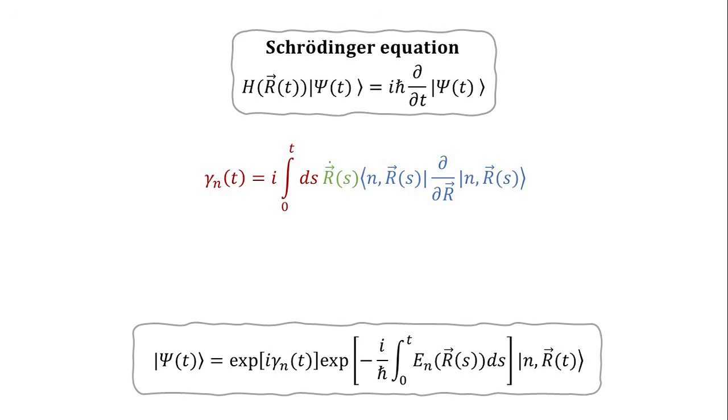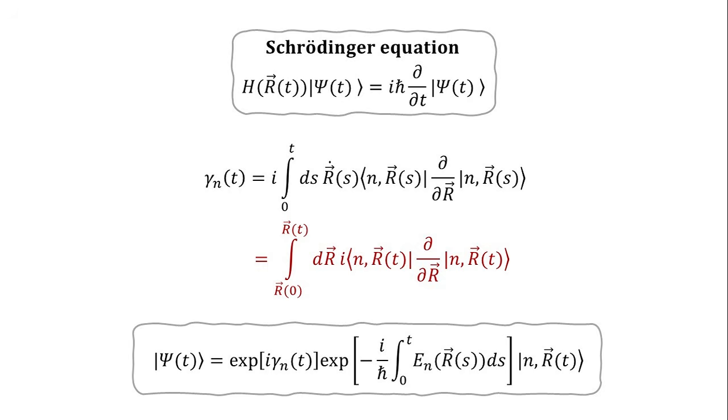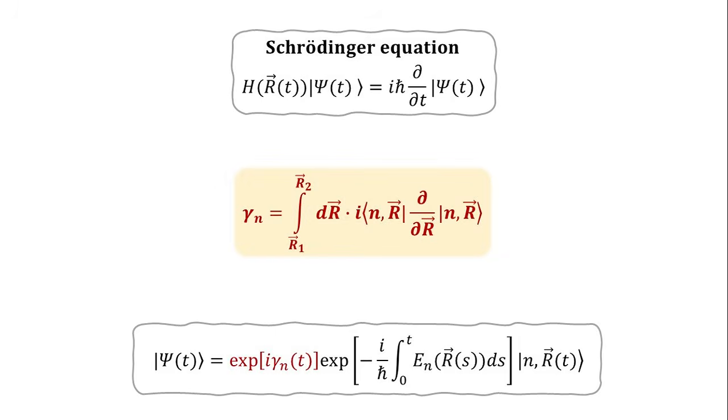This leads us to the expression for the Berry phase. The integrand contains a term in blue, which resembles the expectation value of the gradient operator, and a term in green, representing the velocity of the parameter r. Using the chain rule, we can rewrite the time integral as a line integral over the path in the parameter space of r. In this form, it becomes evident that the Berry phase depends only on the geometry of the path in configuration space, not on time.